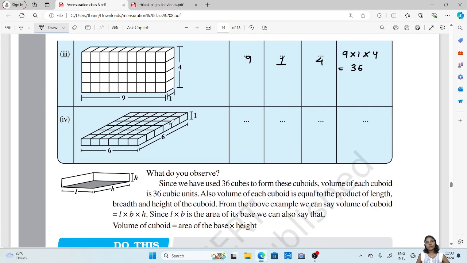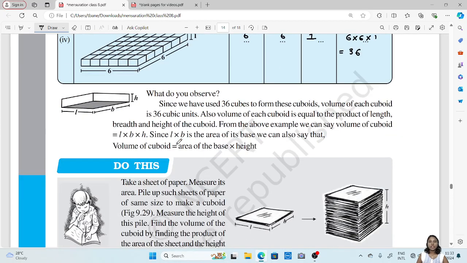And lastly, we have this one. Here our length is 6, breadth is 6, height is 1. So 6 into 6 into 1. So this comes to 36. Now, what do we observe? Since we have used 36 cubes to form these cuboids, the volume of each cuboid is 36 cubic units.